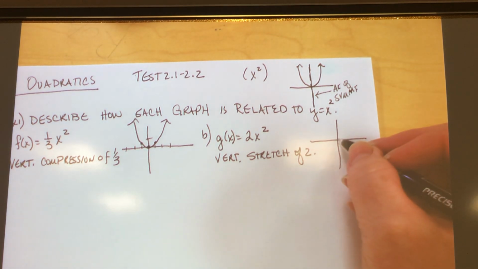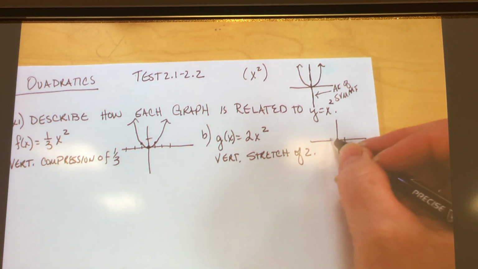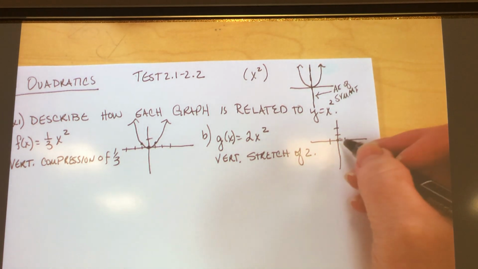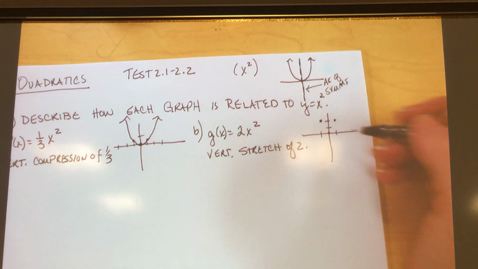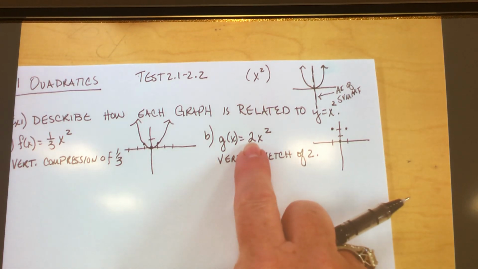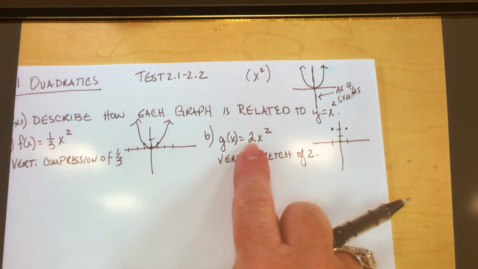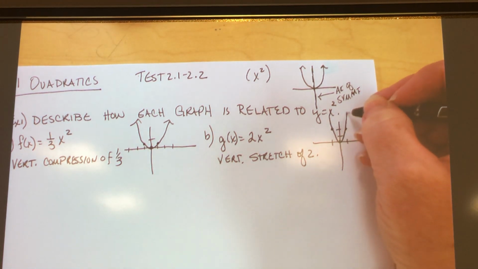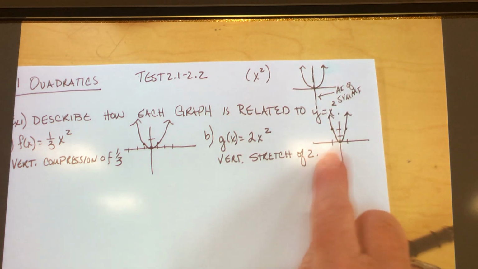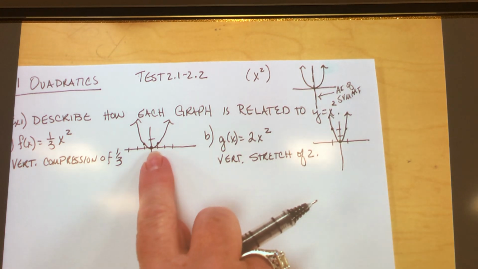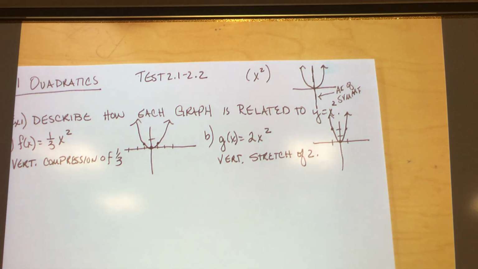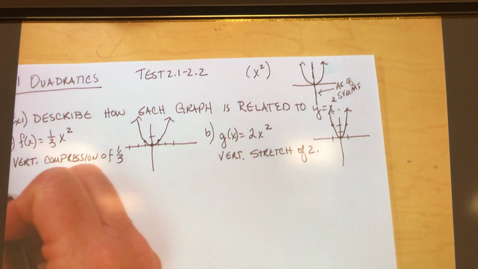So its vertex is at 0, 0. This time, can I go up 2 and over 1? Yes, you can, because you're only going over 1. That's the rule. In order to use this number, you can only go right or left 1 unit. So here's what it looks like. You can tell it's narrower, and this one's wider. Everybody okay? Here's my next one.